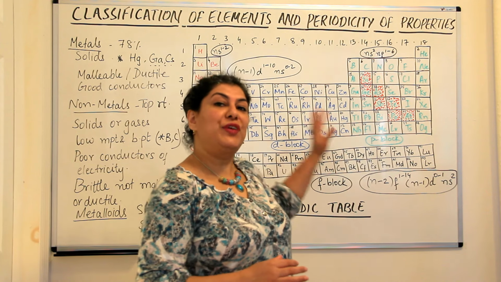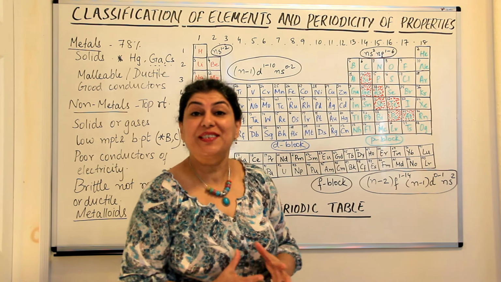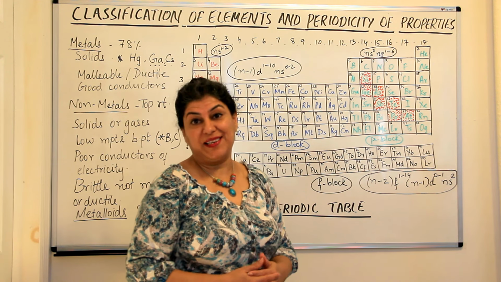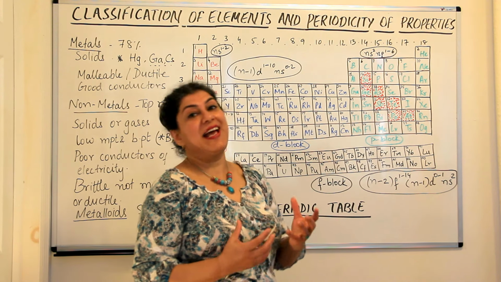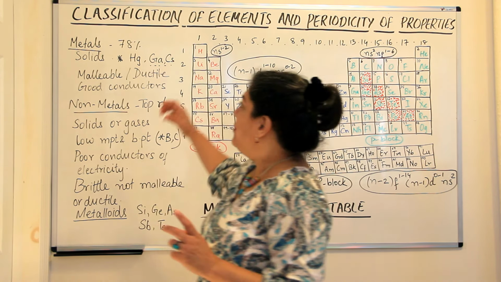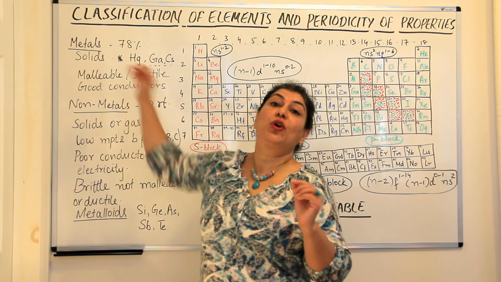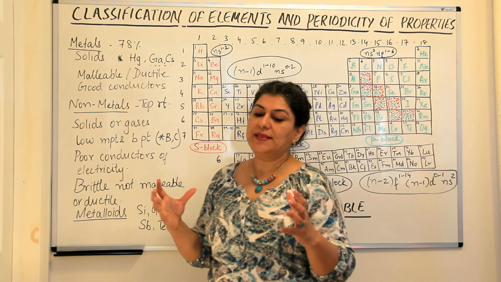Do you know, out of the 118 elements in the periodic table, 78% of these are metals. And it's only 22% that are nonmetals and metalloids. What are these metals like? Metals, they are usually solids. An exception to this is mercury. Mercury is a metal that's a liquid on Earth, and it's the only metal that's a liquid.